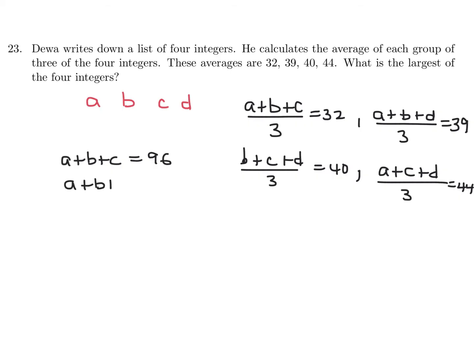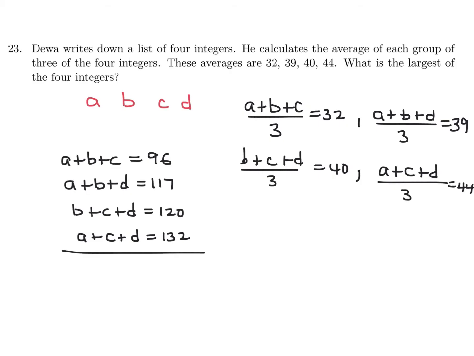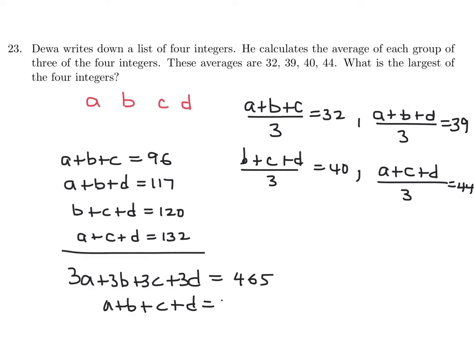A plus b plus d is 117. B plus c plus d is 120. And a plus c plus d is 132. Okay, so if we add up all these, we get 3a plus 3b plus 3c plus 3d is going to be 465. And then divide through by 3, we get a plus b plus c plus d is 155.